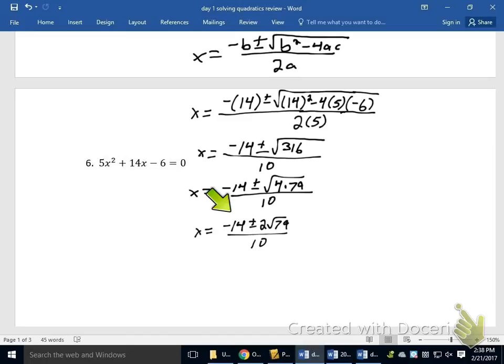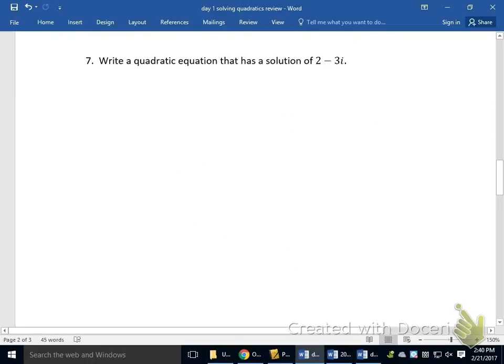My last step is to look for any common factors that can divide out of this, and that is a 2. So when I divide the 2 out, I'm going to have negative 7 plus or minus 1 root 79 over 5, and I am done. I've got 2 real irrational answers.